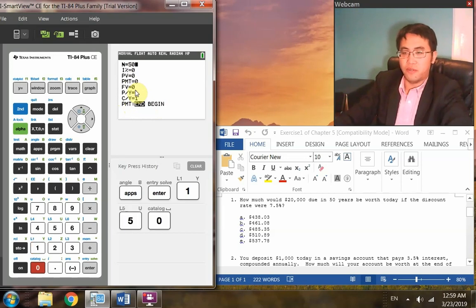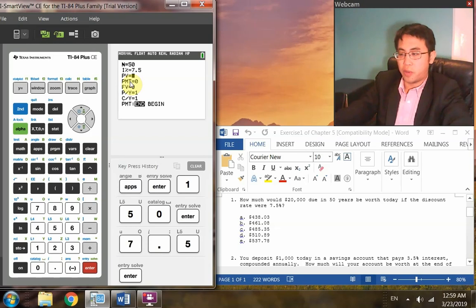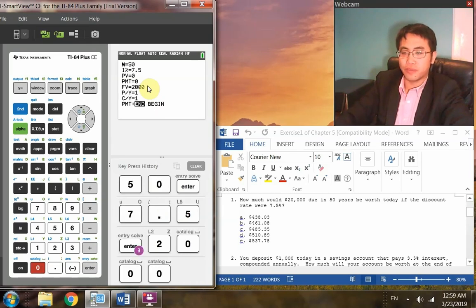Just put a 50 for N, hit enter, and 7.5 for I, hit enter. For present value, don't do anything, just skip it by hitting enter. And you don't have a payment either. Payment is the annuity, or fixed amount of cash flow made every period, and you just don't have that in question 1, so you skip that. But you do have to put a number for future value. In this case, it is going to be $20,000. Just put a 2 and 4 zeros.